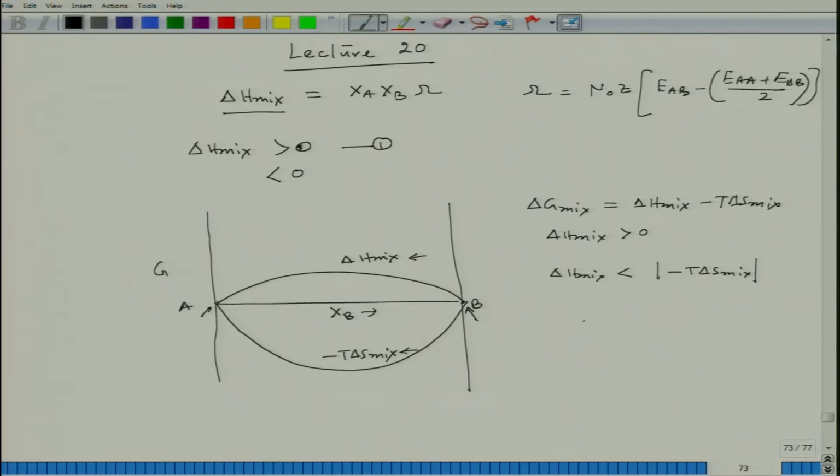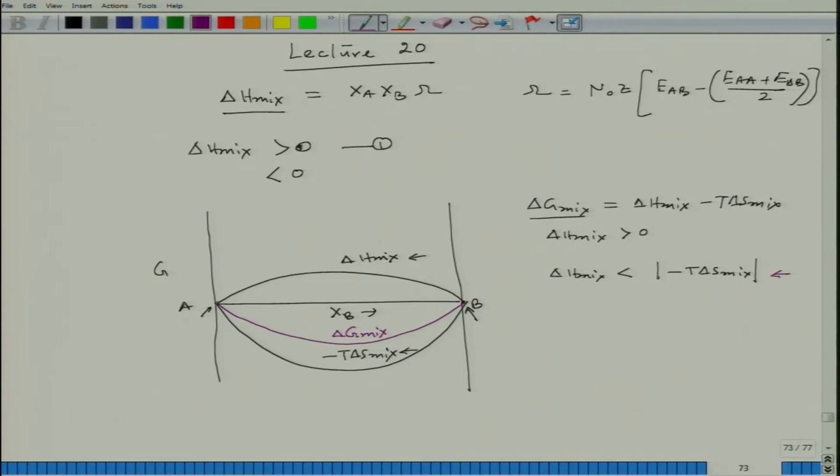So, in that case ΔG mix would be negative all the time over the entire composition from 0% B to 100% B. My ΔG mix would have a value between ΔH mix and −TΔS mix, and since this condition is valid for all concentrations from 0 to 100% B, ΔG mix would also be negative. This would be my ΔG mix.